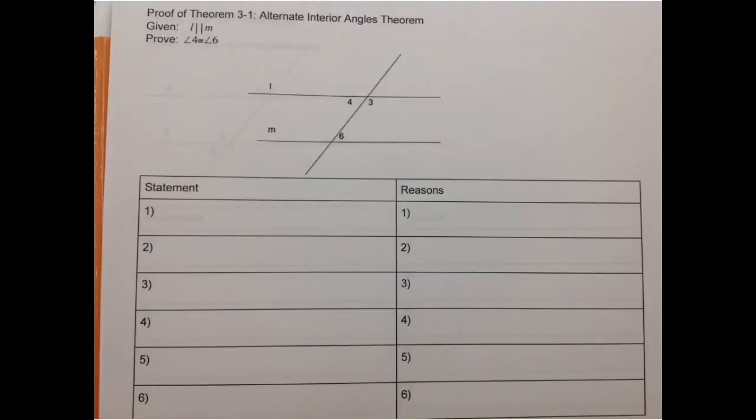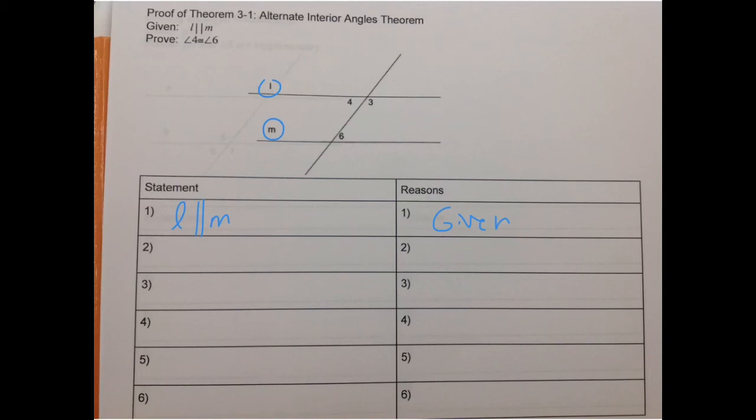So on this page I'm going to have you start this proof. So here we have line L and line M. I'm going to do a cursive L just to be able to tell the difference. Line L is parallel to M, and that, of course, is given. So we are given that these two lines are parallel. We're supposed to prove angle 4 and angle 6. We are proving Theorem 3-1 that alternate interior angles are congruent.